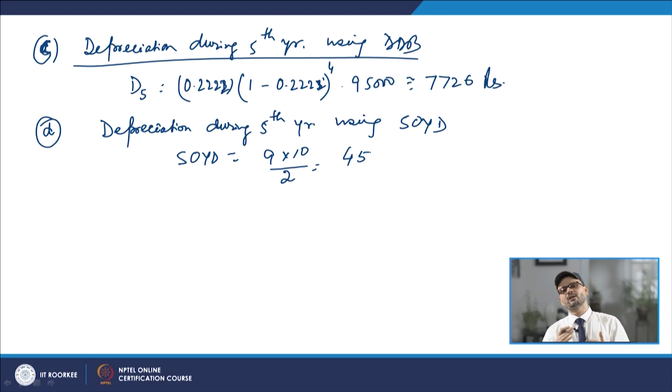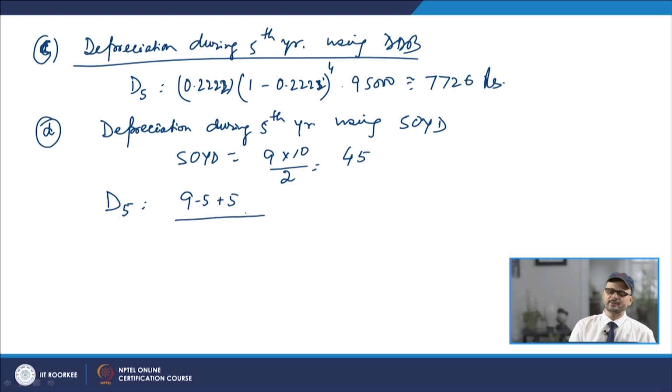So, that way it will move 9, 8, 7, 6 and 5. So, that way you will have the calculation of the depletion, the depreciation charge, and its method is that it will be 9 minus 5 plus 1. So, that way we charge. So, depreciation charge during the 5th year will be 9 minus 5 plus 1, that is 5, by the SOYD.